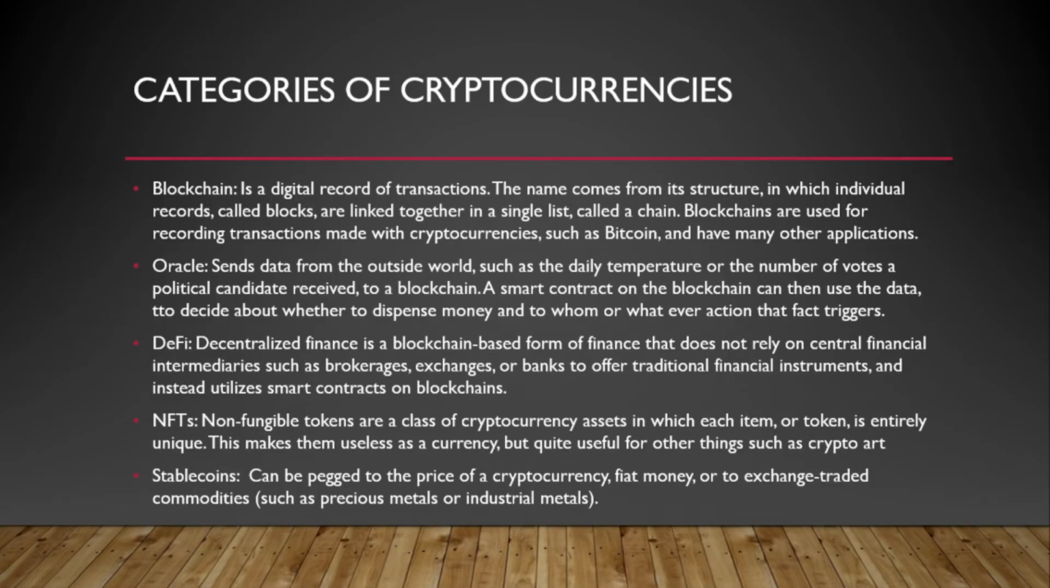Categories of cryptocurrency. You have blockchains, oracles, DeFi, NFTs, stablecoins, and many more. But for now, a blockchain is a digital record of transactions. The name comes from its structure in which individual records called blocks are linked together in a single list, called a chain. Blockchains are used for recording transactions made with cryptocurrencies, such as Bitcoin, and have many other applications.